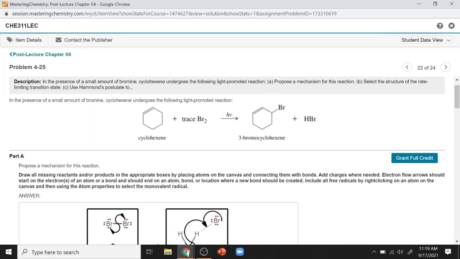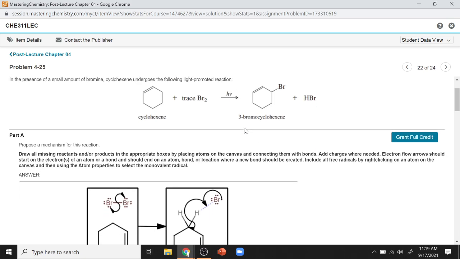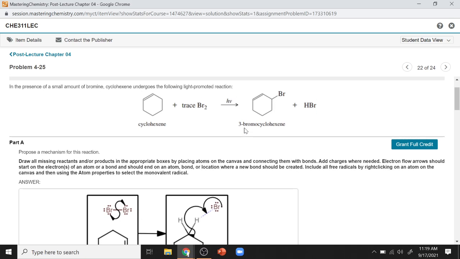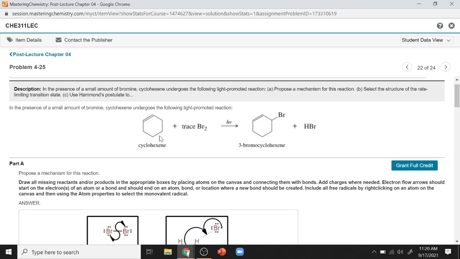All right. So, in the presence of a small amount of bromine, cyclohexene undergoes the following light-promoted reaction. And again, remember that light-promoted, high-energy light, typically indicates some sort of breaking, dissociation of a bond, a free radical sort of mechanism, okay? Okay, and so let's propose a mechanism for this reaction.